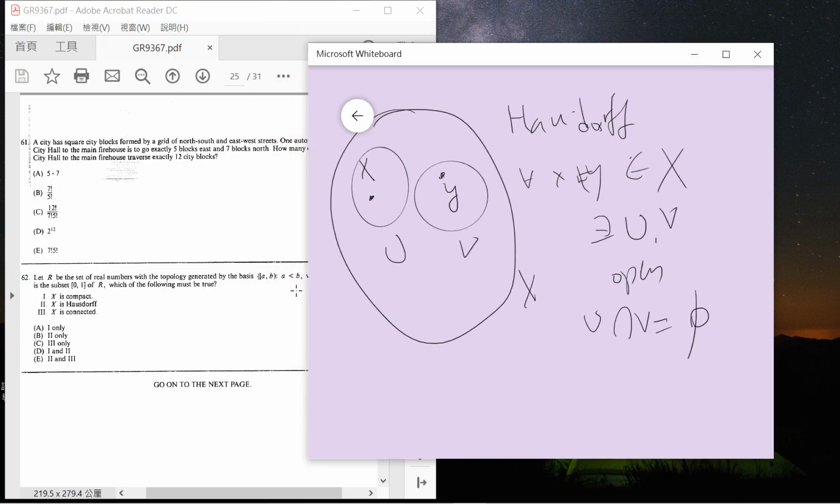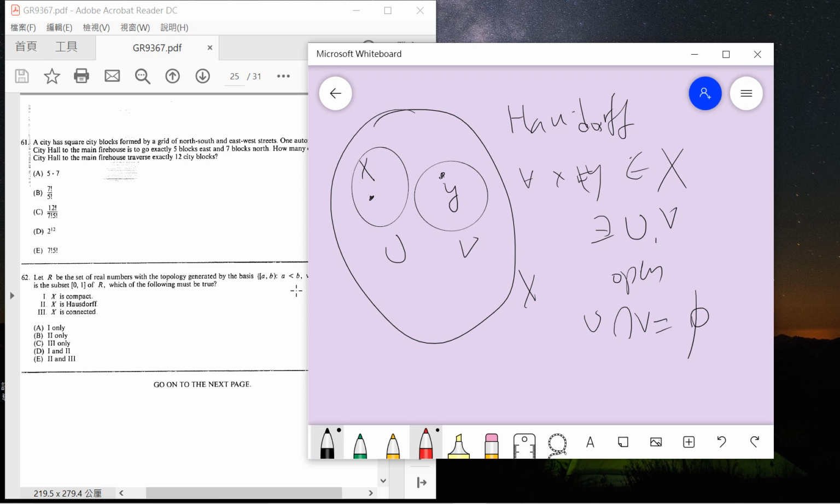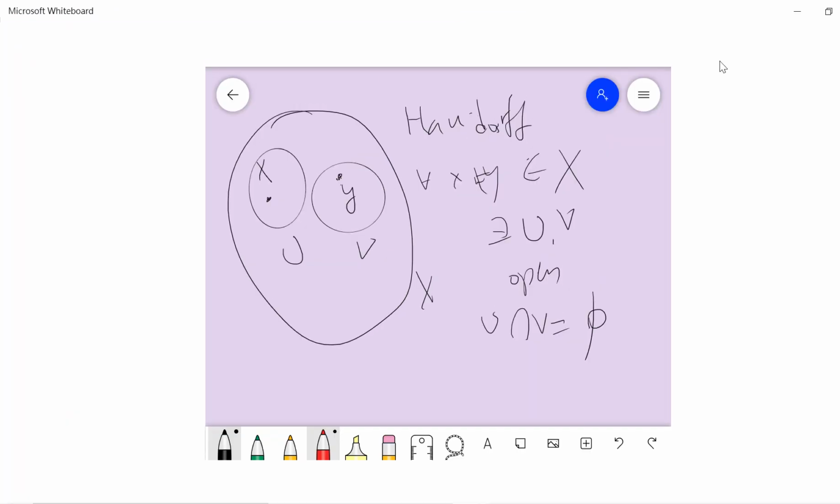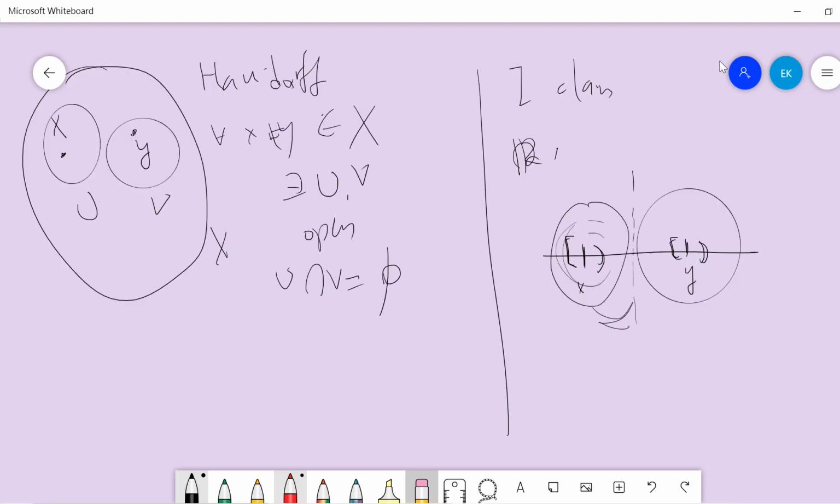And the third one is the true difficulty. The third one asks you whether [0, 1] is connected or not. So what do we mean by connected?